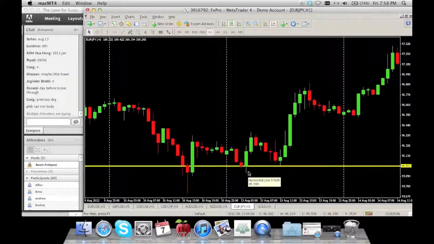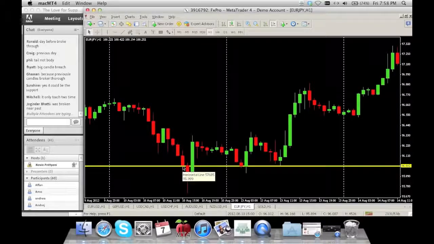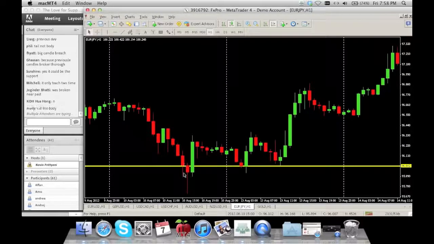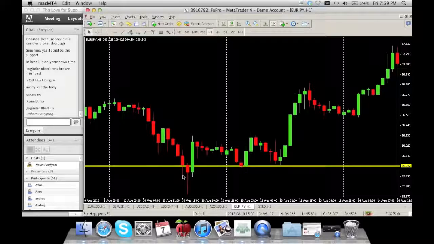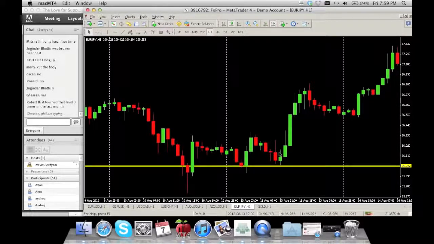The day before broke through, the previous day was a tail, not a body, a big candle breach. But did this level hold on this day? Take a look. It contained the body here, right? Tail here. The next candle was a big candle that crossed through. The following candle, big candle, crossed through. So we're going to assume this level has some significance. That's why it's held in the future twice, three times.